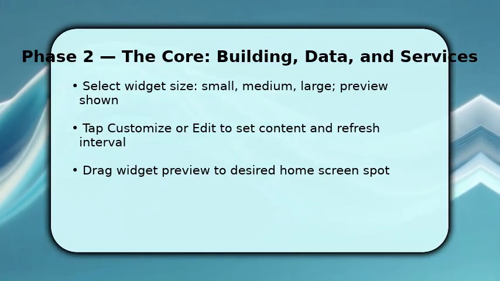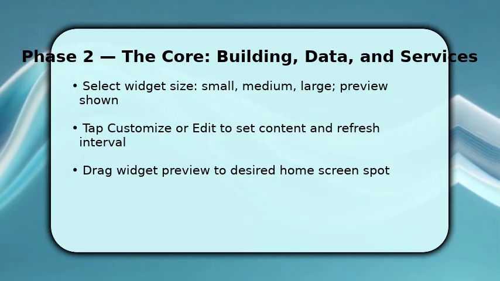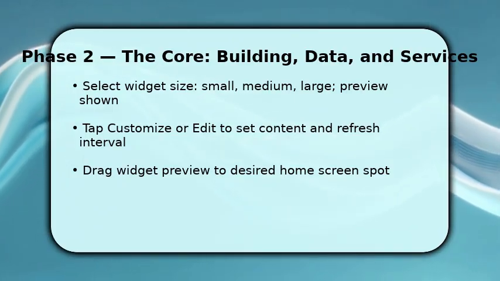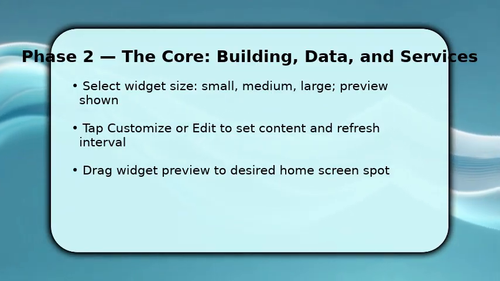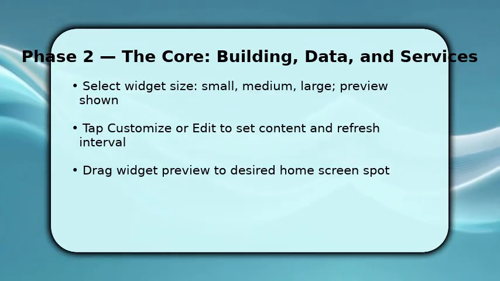After selecting a size, tap Customize or Edit if available. Set data preferences, refresh interval, or linked account so the widget shows the right info. Then drag the widget preview onto the home screen, move it between icons, and watch how content adapts.